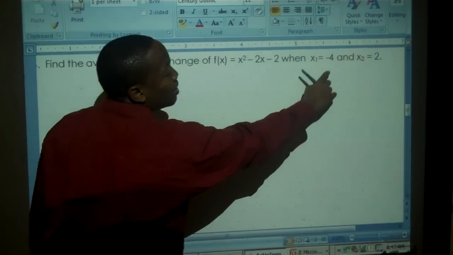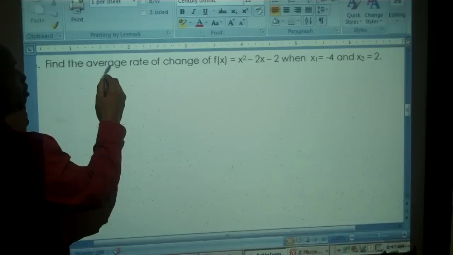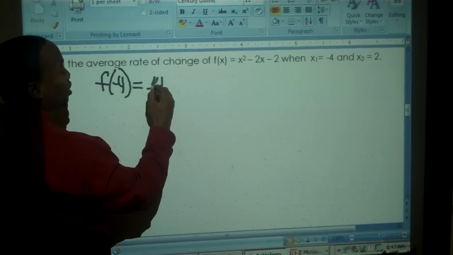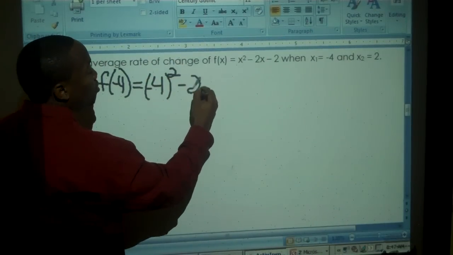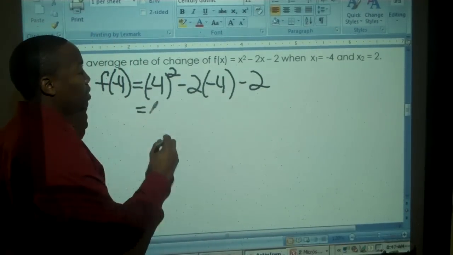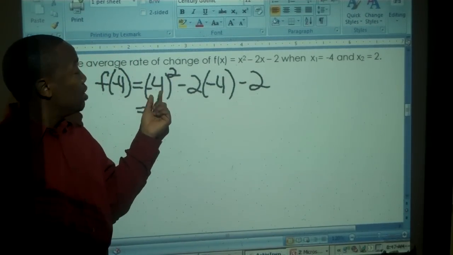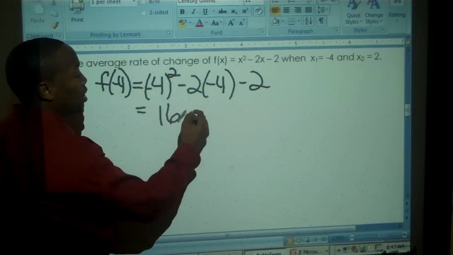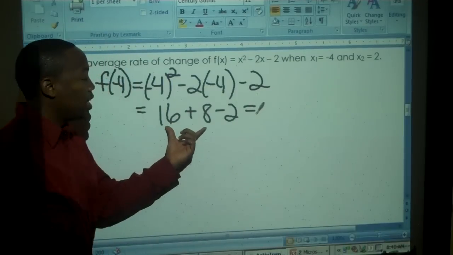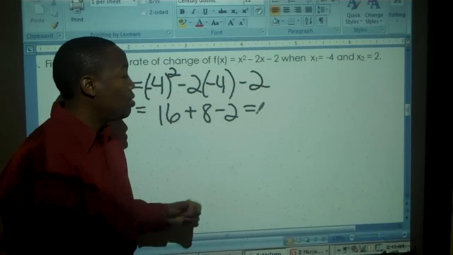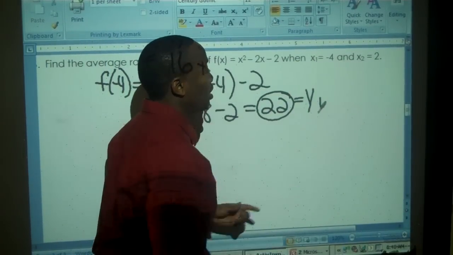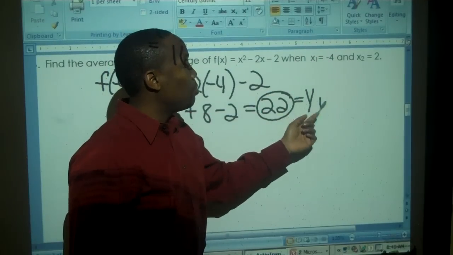So our first step is to take this negative 4 and plug it into the equation. So I'm solving for f of negative 4, which is equal to negative 4 squared minus 2 times negative 4 minus 2. So how do we get this? We use the parentheses first, so negative 4 squared gives me 16. Negative 2 times negative 4 gives me a positive 8, minus 2. So 16 plus 8 is 24, minus 2 is 22. This is going to be my y1. If I plug in x1, the answer I get is my y1.